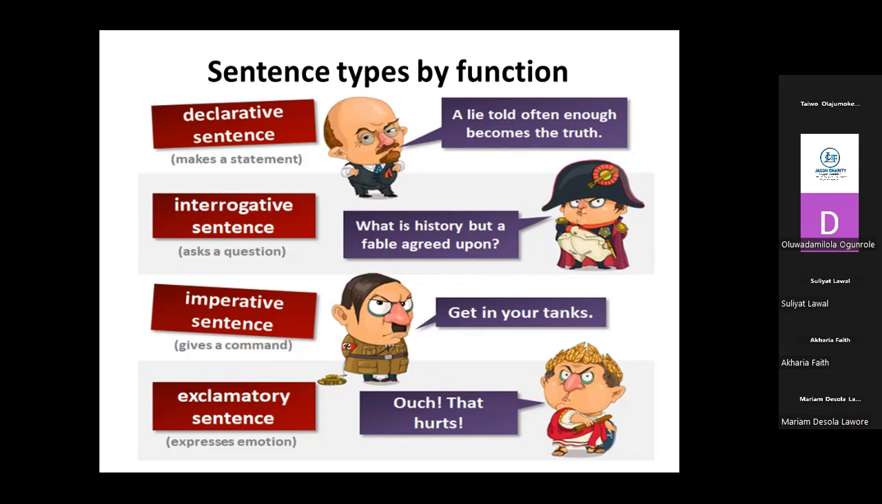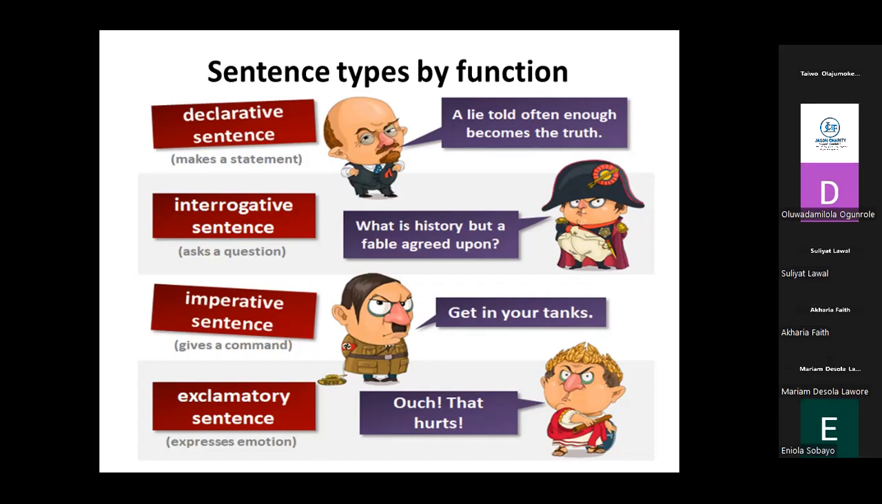And then the next one is the imperative statement or sentence. Yes, you use it to give a command. Get in your tanks. You can either end a command with a full stop or an exclamation mark. So that is how it works. And lastly, for the exclamatory sentence, ouch. You see, after the ouch, you have an exclamation mark. Ouch, that hurts. So if you have any emotional expression, you use the exclamatory sentence. Compulsorily, you must have an exclamation mark with it.